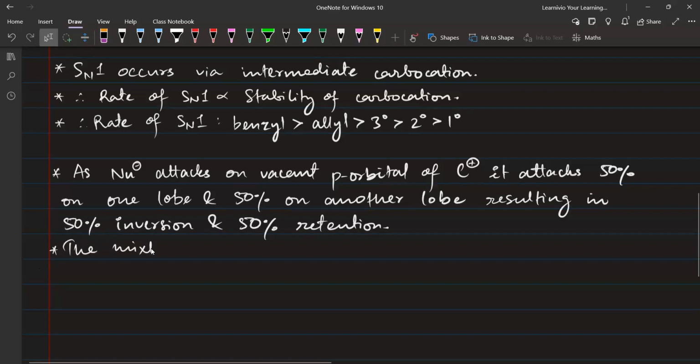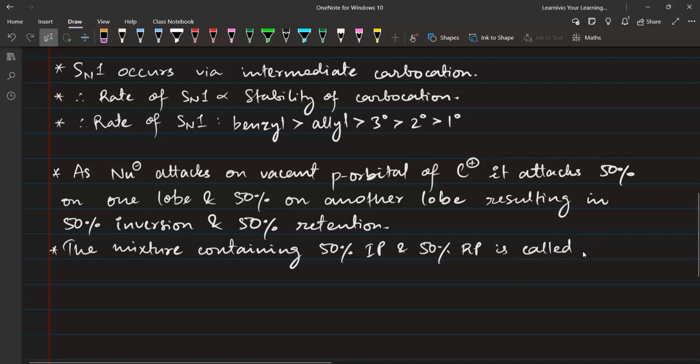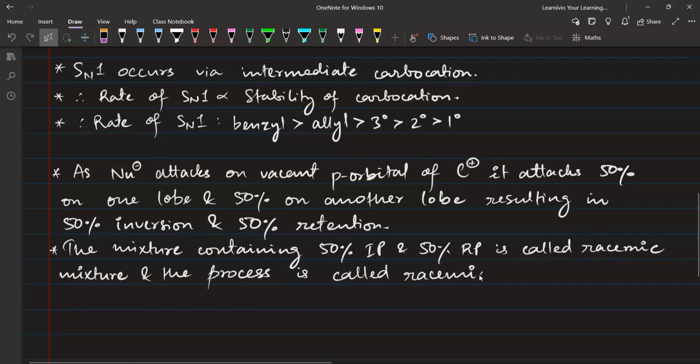The mixture containing 50% inverted product and 50% retention product is called a racemic mixture, and the process is called racemization.